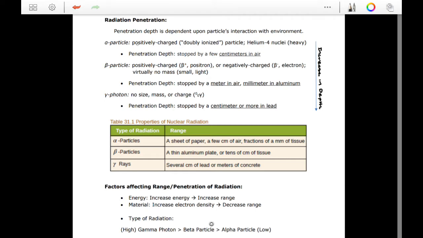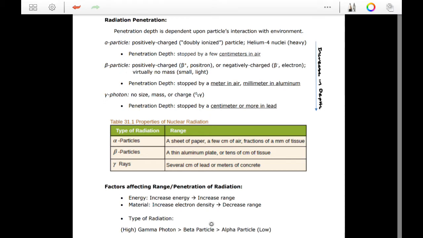Alpha particles, as we know, are positively charged, and that means they have two protons, making them essentially a helium-4 nucleus. But because these particles are so heavy relatively in comparison to beta particles and gamma photons, these particles are going to have difficulty penetrating very far. With that, they're going to be stopped by only a few centimeters in air. So alpha particles actually have the lowest penetration depth.